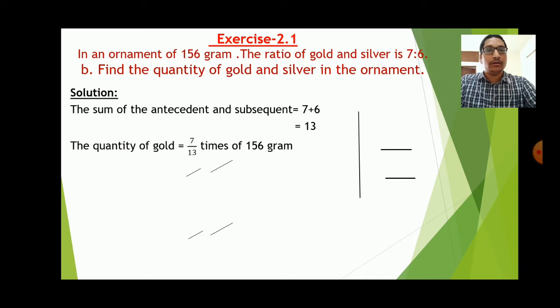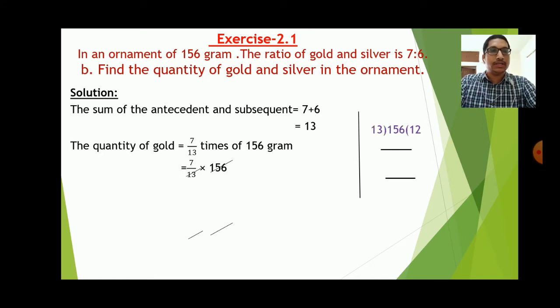Here we know of means what? Of means multiplication. So we can write like this way: 7 by 13 multiply 156. That means here what will we do? Here we have to divide 156 by 13, and after that we will multiply with 7. Here we will divide 156 by 13. Okay, now we will divide it.